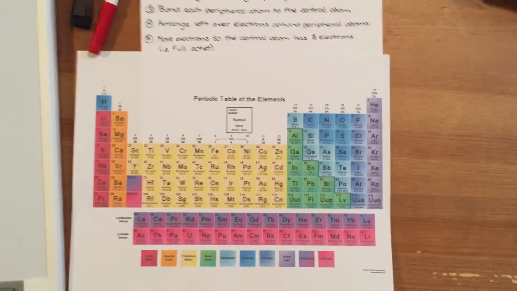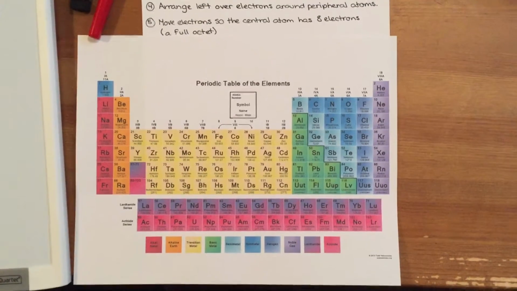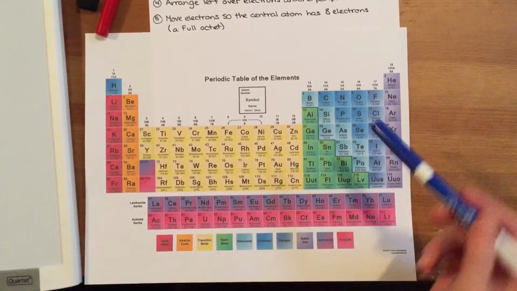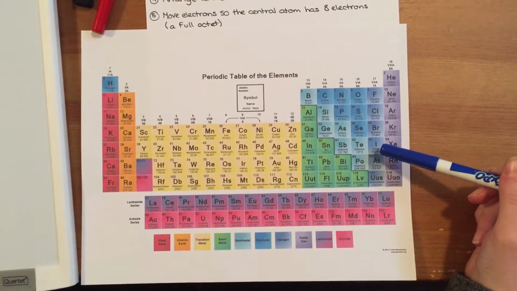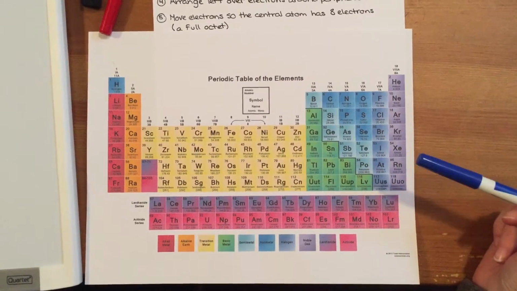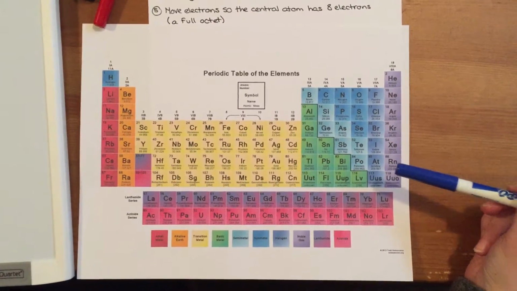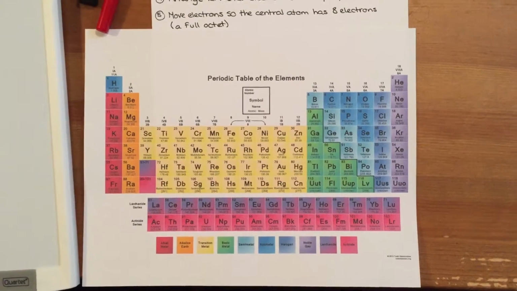The first Lewis dot diagram example will be nitrogen triiodide. The first step is to determine the total number of valence electrons. On the periodic table, if you check, nitrogen has 5 and iodine has 7. But in nitrogen triiodide, there are 3 iodines, and 7 times 3 is 21. And you have to add in the 5 from nitrogen, so that's a total of 26 valence electrons.